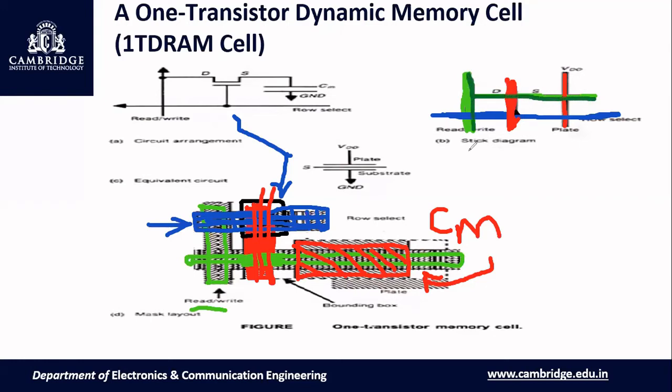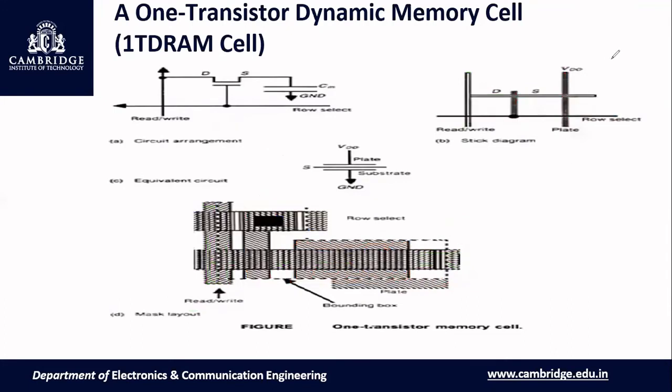From here to here is a diffusion, and there is nothing but the diffusion. From here to here is the diffusion, right? And a poly is required. Here a poly is drawn for the capacitor. Here a poly is drawn for the transistor, and a contact here. Clear? So hope you have understood how to draw the stick diagram and the layout diagram.